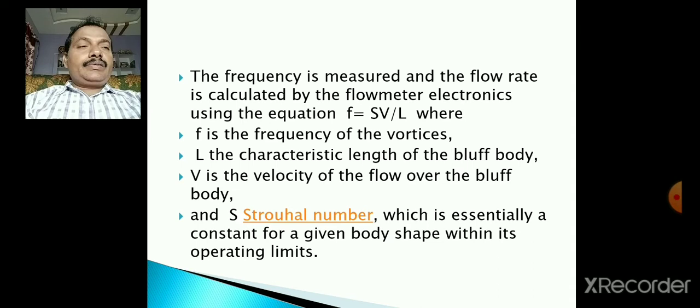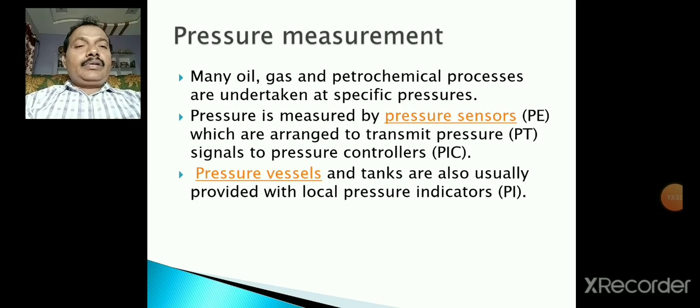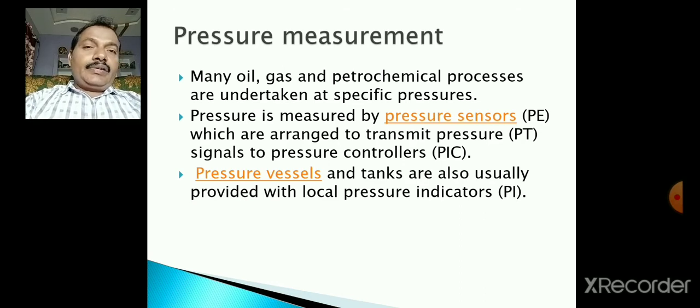So with this we conclude our flow measurement. You have seen the vortex flow meter, how it plays an important role, and the important frequency velocity equation we have derived. The next physical parameter to be measured in the petrochemical plant is the pressure. So pressure measurement, how it is done in the petrochemical plant, let us see.